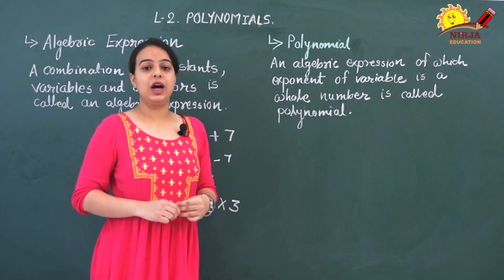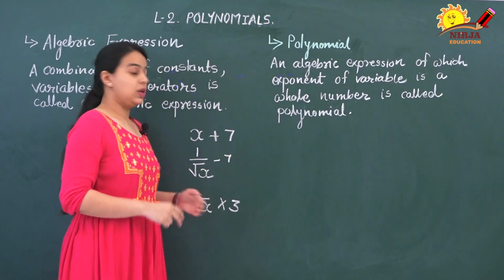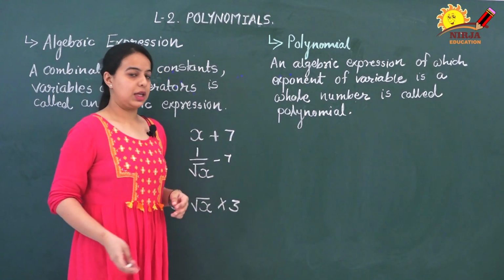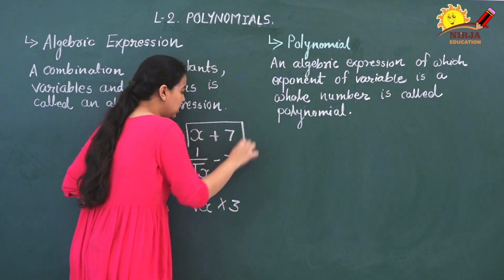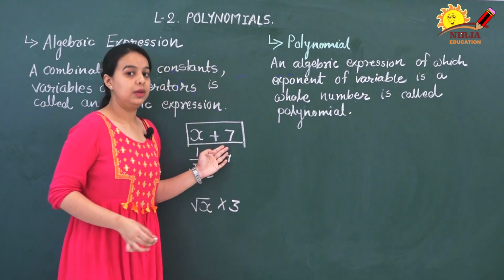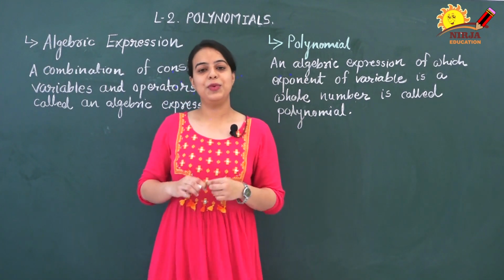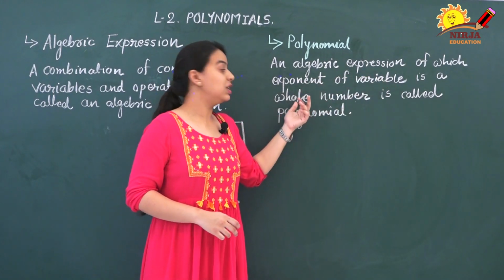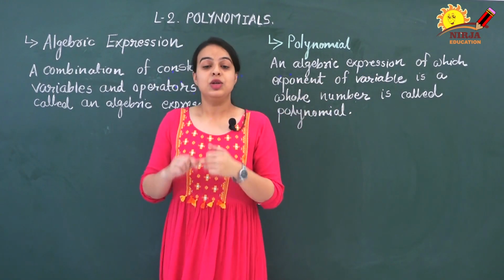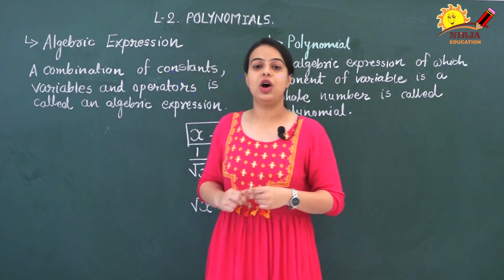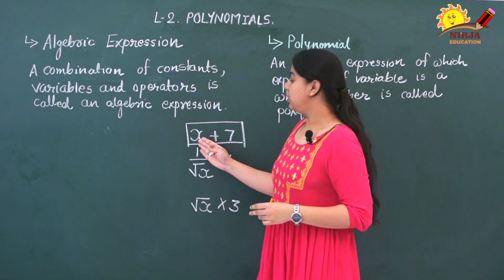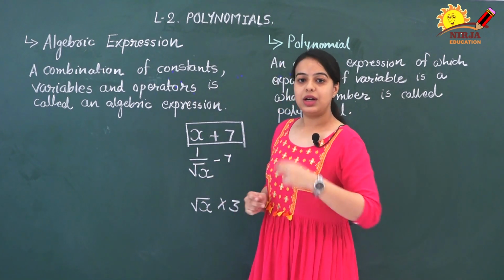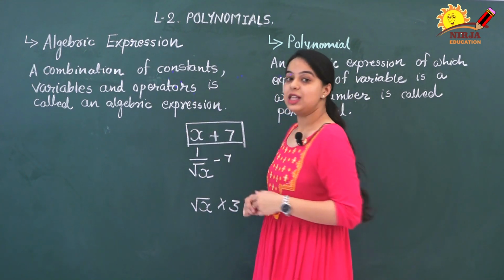Now, how to find out whether these algebraic expressions are polynomials or not? Let's see. Here I have written 3 algebraic expressions and from those, only this algebraic expression is a polynomial. Why? Because the definition of polynomial states that an algebraic expression in which the exponent of the variable is a whole number is called a polynomial. So here we need to see the exponent of the variable. As you can see in the term x plus 7, the exponent of variable x is 1 and 1 is a whole number. So we can call this a polynomial.